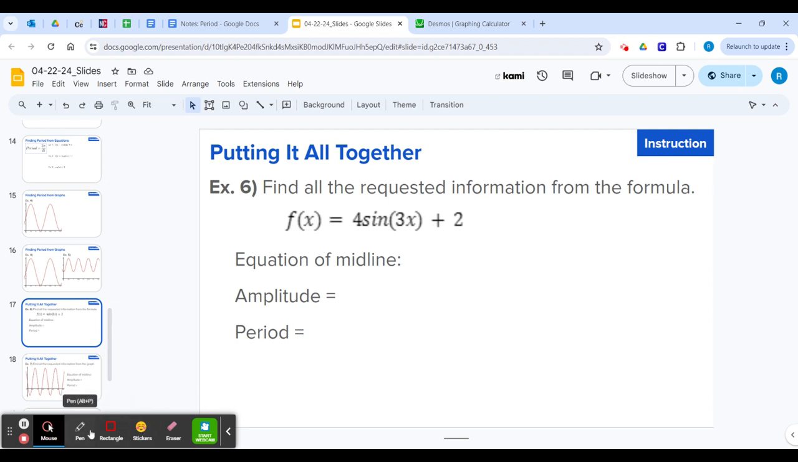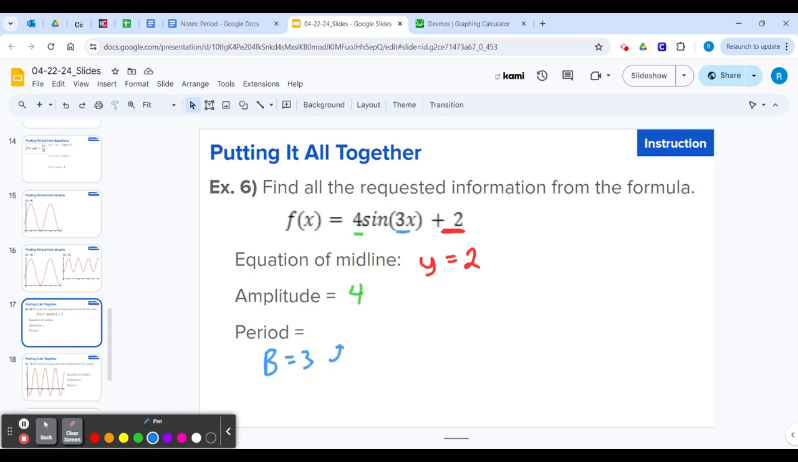So looking at this problem here, I always like to start with equation of the midline. I find it easiest. It looks like we have that vertical shift d of 2. So that equation of the midline, if I graph it, is going to be y equals 2. Then my amplitude is just that a variable out in front, so amplitude is 4. And lastly, our period we calculate using b, so b equals 3.